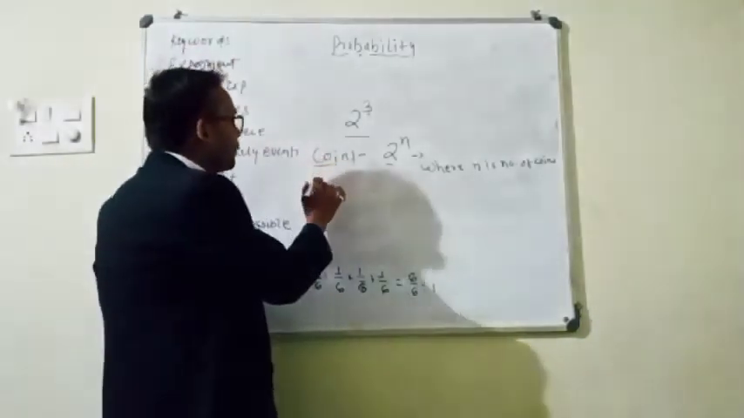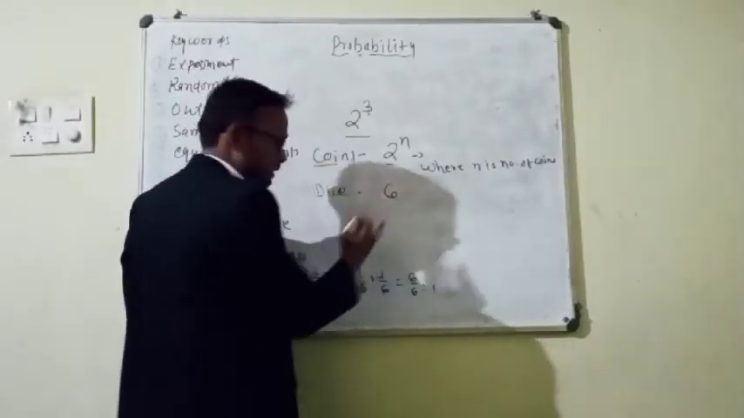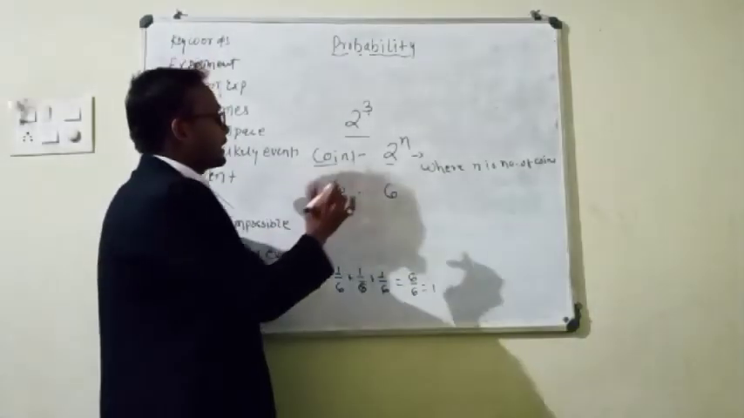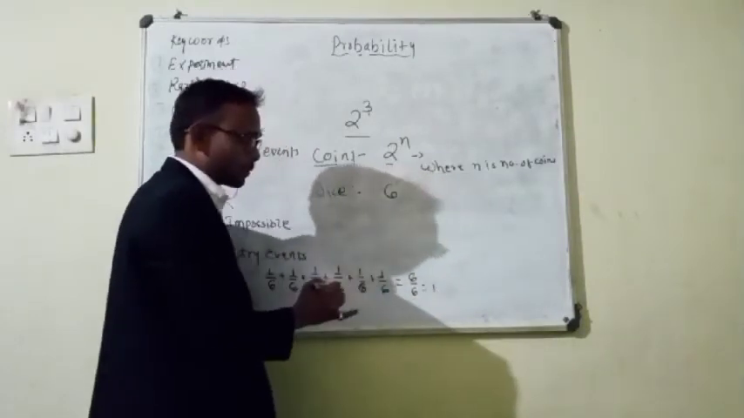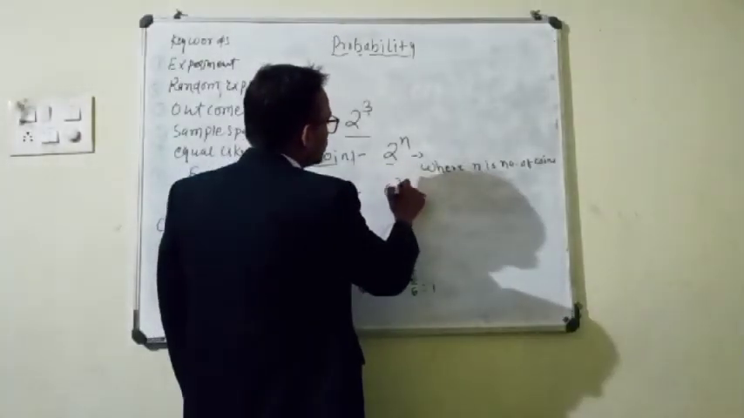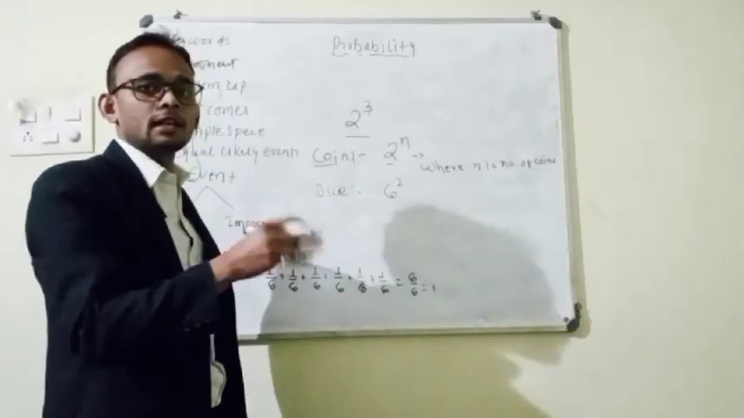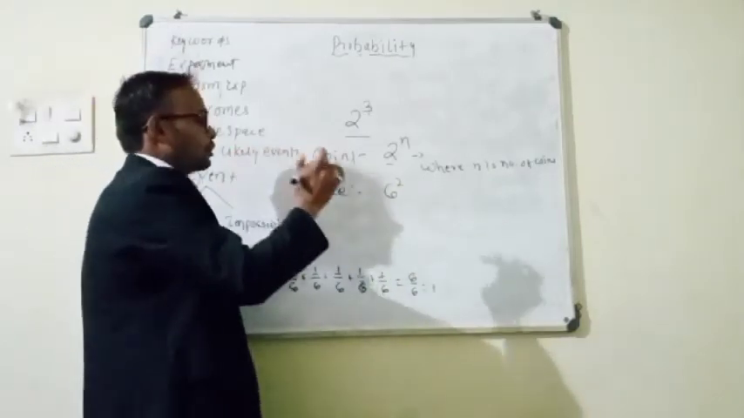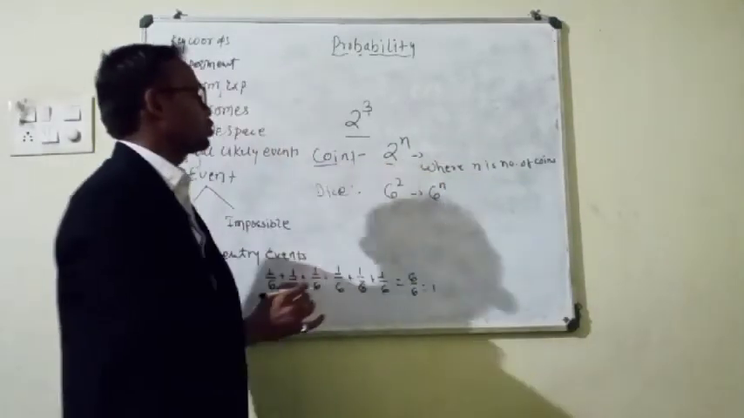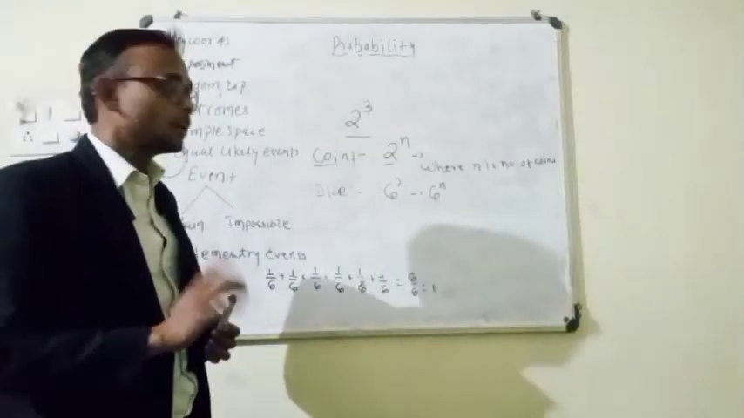Okay. If we are talking about dice, in a dice there are 6 faces. If I am taking one dice, it is 6 to the power 1, meaning the total number of possible outcomes is 6. If I am taking two dice, the total number of possible outcomes is 6 to the power 2, that is 36, and so on. So for dice, the formula is 6 to the power n. The total number of possible outcomes for dice is 6 to the power n.